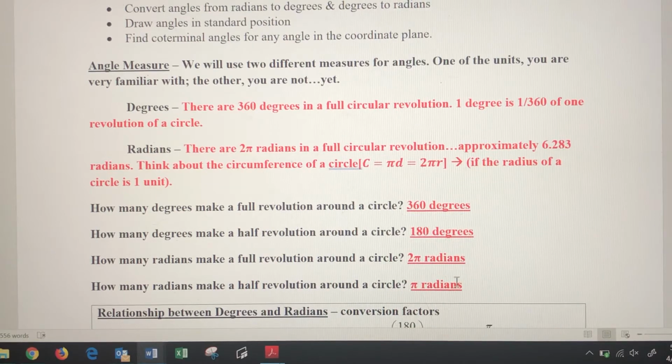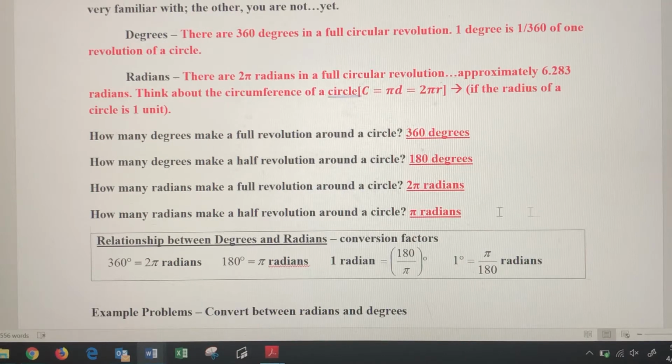So we're going to use these two values, 180 degrees and pi radians, to build what we call conversion factors. Because 180 degrees equals pi radians, we know the unit rate: 1 radian is equal to 180 over pi degrees. 1 degree, conversely, would be pi over 180 radians. These two conversion factors, 180 over pi and pi over 180, are how we're going to convert between radians and degrees, or degrees and radians. So these are the two conversion factors you're going to use.